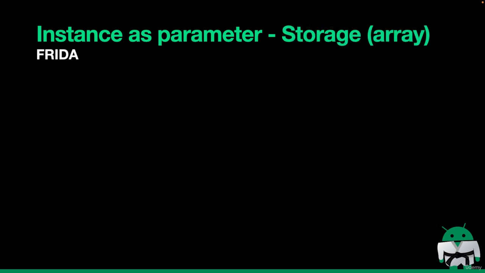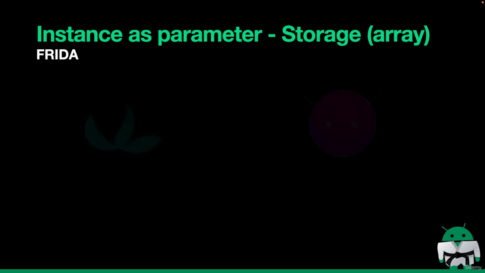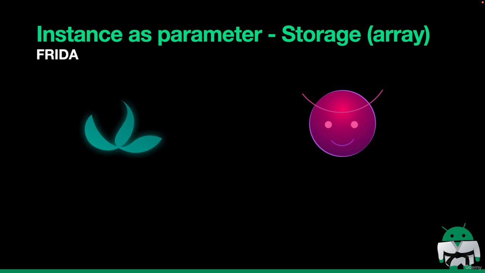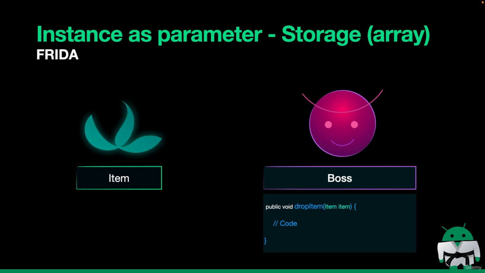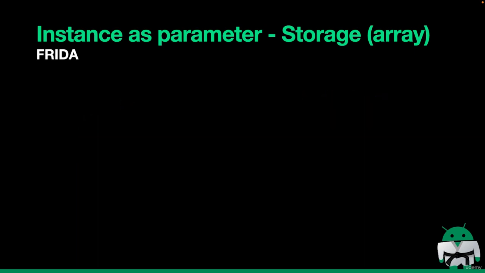Okay, let's also talk about this case right now. But I mean, it's not really related to Frida. Okay, a little bit, but it's more related to programming itself. Nevertheless, let's do this real quick. So let's say we've got a boss instance, and this boss instance has a method dropItem. This method is now requiring another object, this item object. So how can we do this? Well, first we have to search for those items instances. And we can do this in the following way.